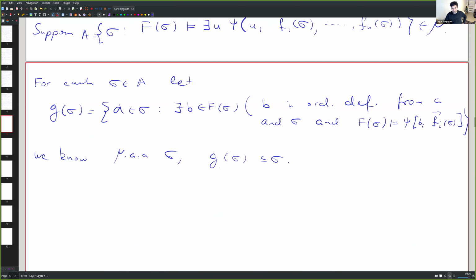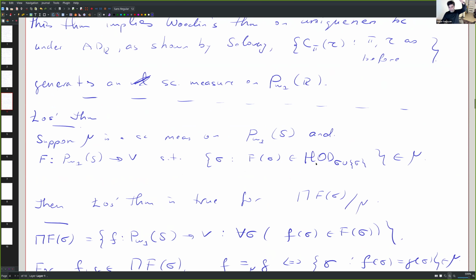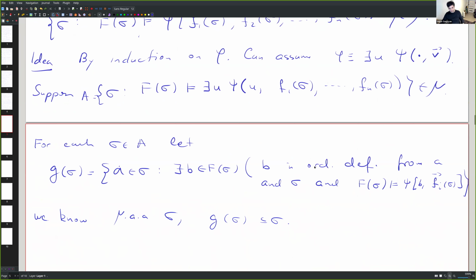So okay, now we have that for measure one many sigma, g sigma ended up in sigma, right? So why do I need this condition that f of sigma is actually in HOD? So all of its members are ordinal definable, exactly because that's what I'm using here. I know that there is a witness, and I know that witness is ordinal definable from something inside sigma. So I just take all of the things from which you can define such a witness, and now using normality we fix one.